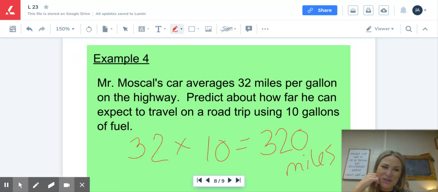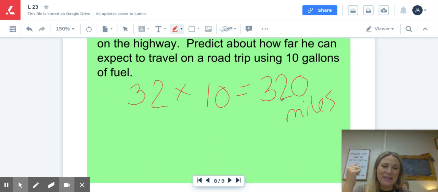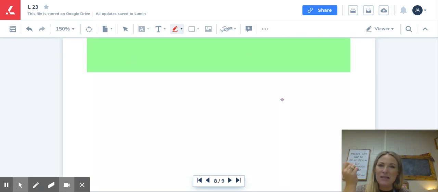All right, just to wrap up here, I've taken his 32 miles per gallon times 10 gallons of gas, and it's given me about 320 miles that he can travel. That's it for today. We will continue to work with rate and ratio a lot this year. I hope this makes you a little bit aware, though, of how often you're experiencing that in your everyday life.